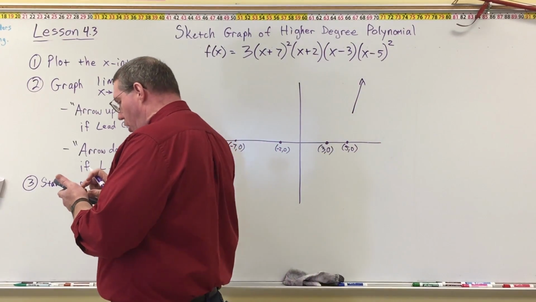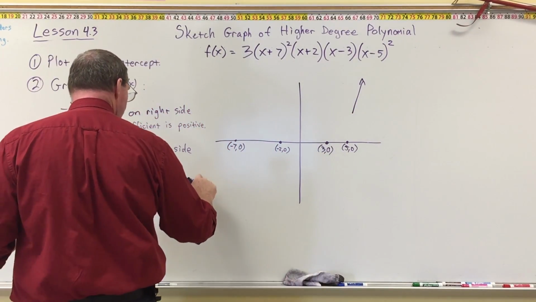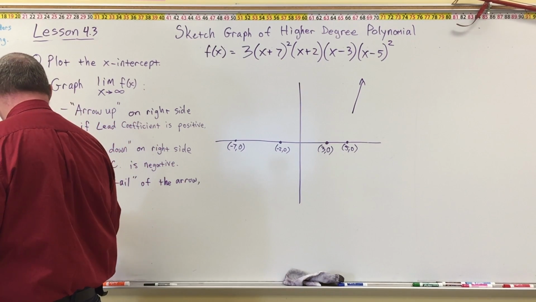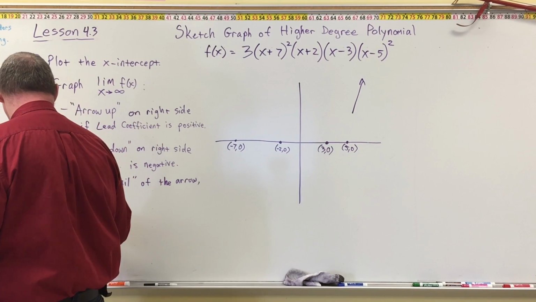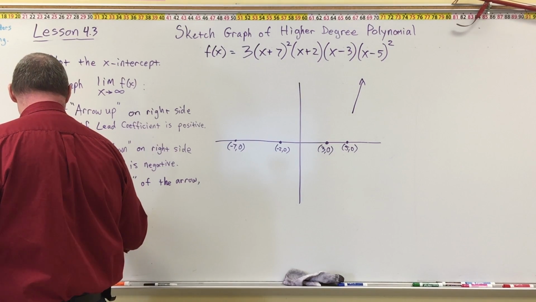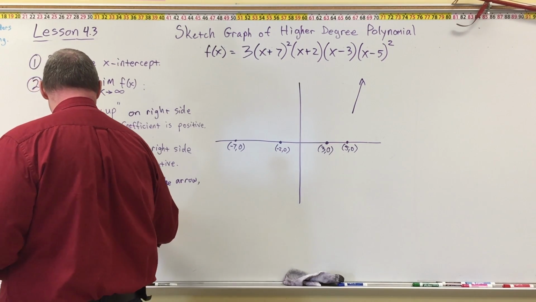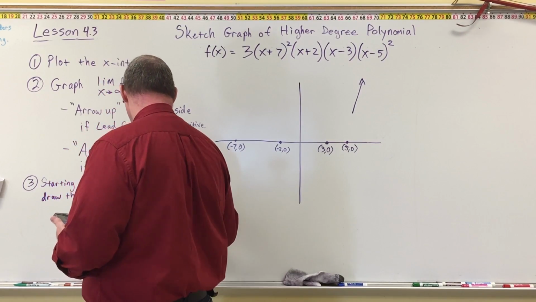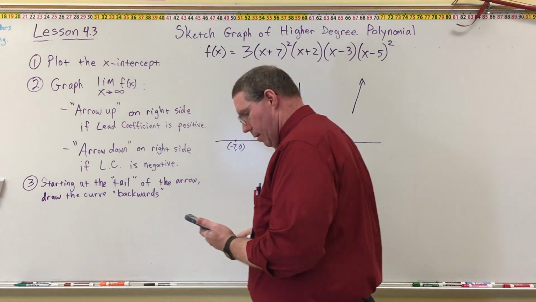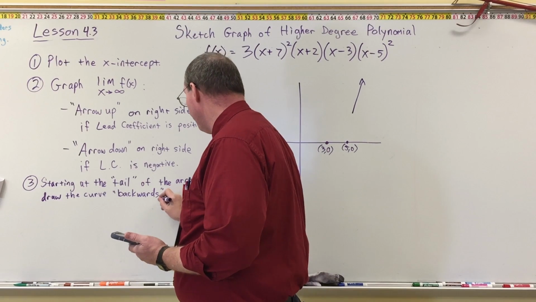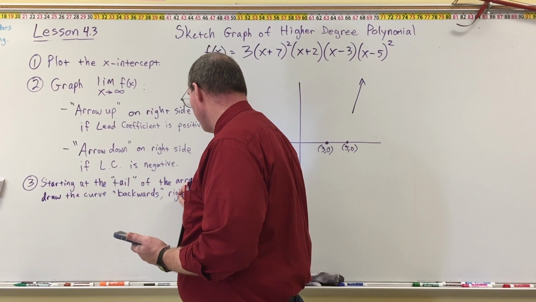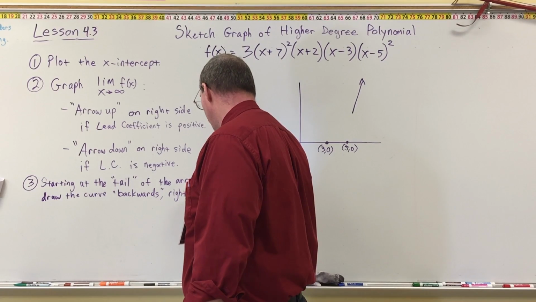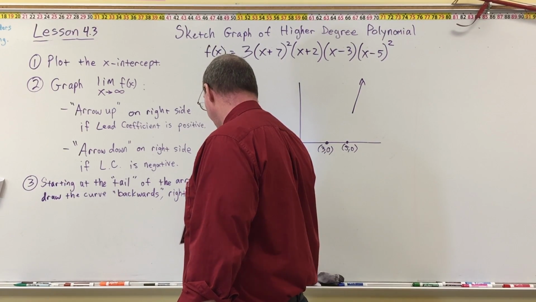You're going to draw the curve backwards. Oh, this should have been a comma. I'm sorry. Starting at the tail of the arrow, draw the curve, quote, backwards. Okay? Right to left, so the right side of the graph, backwards to the left side of the graph, right to left. Okay?